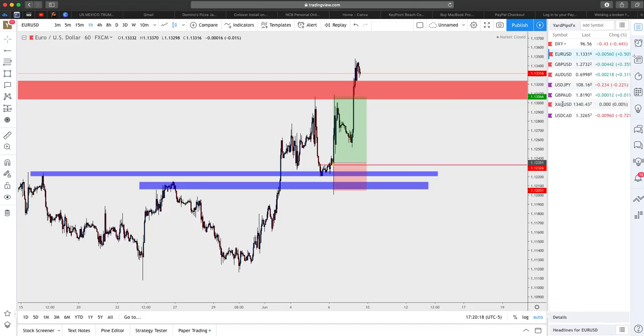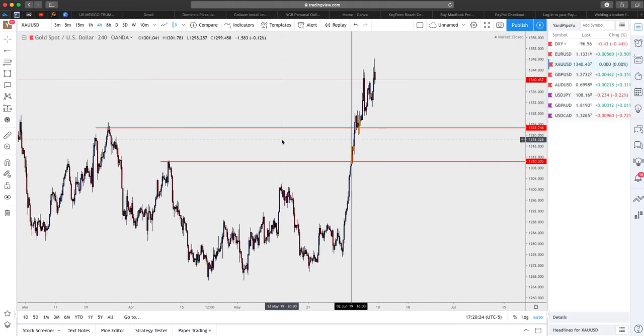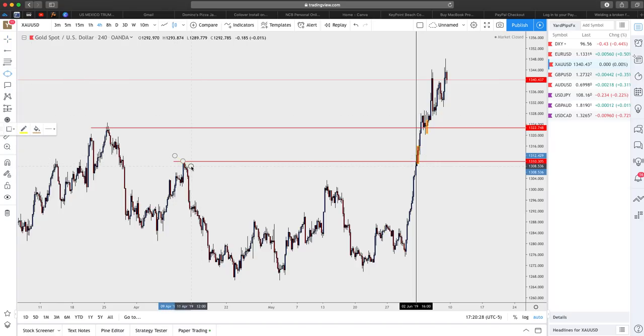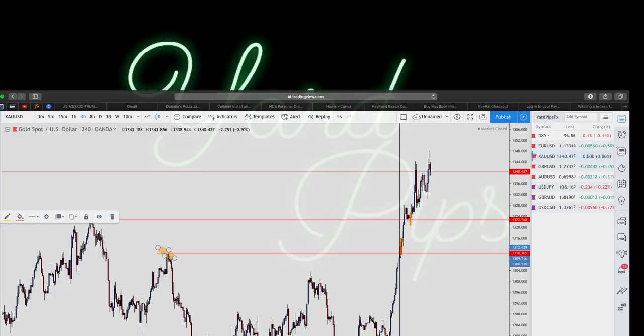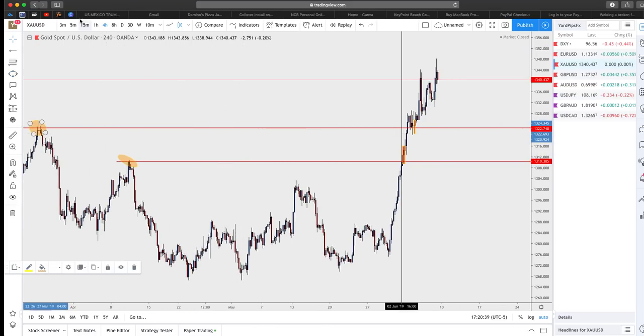Good, gold, second to last. Actually, we can do gold right now. Gold was very simple too. We had levels of resistance. We had this level of resistance which was broken throughout the week. One level of resistance that was broken, and another level of resistance that was broken right here, and all gold did was tap and go.